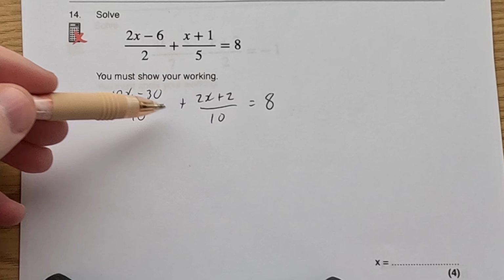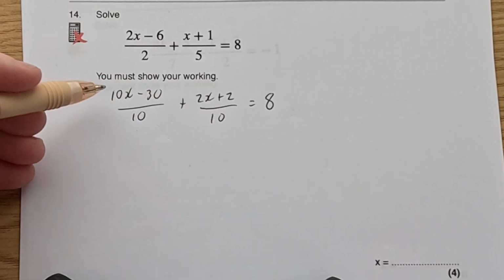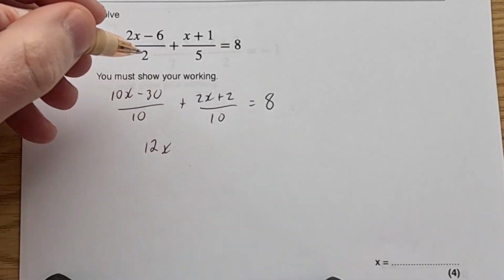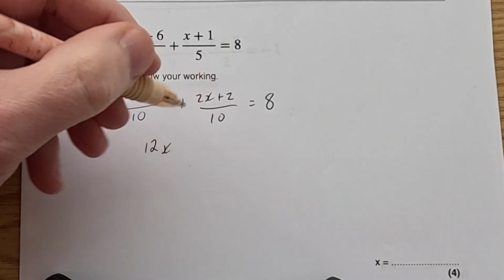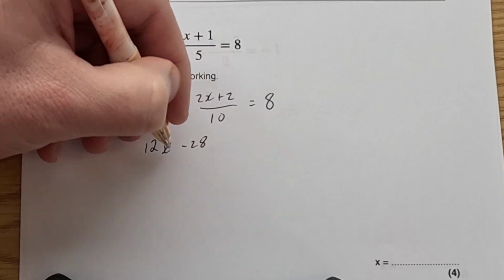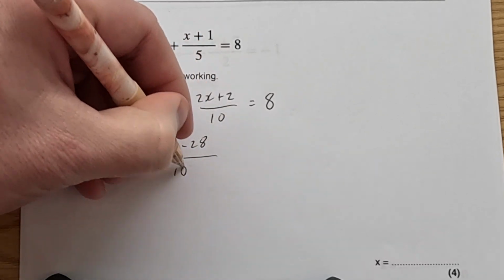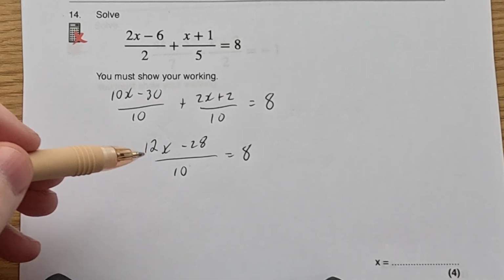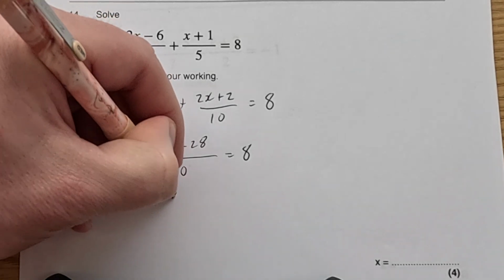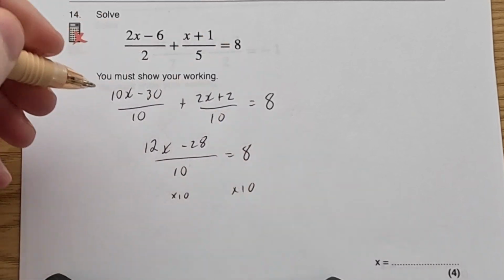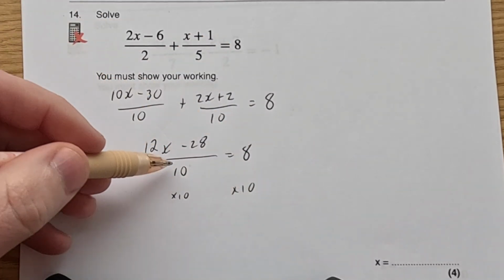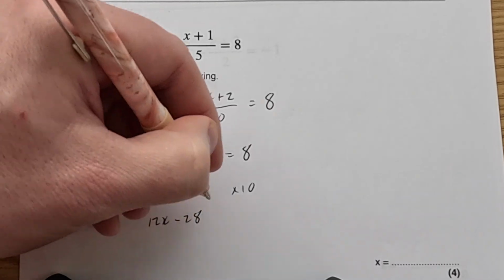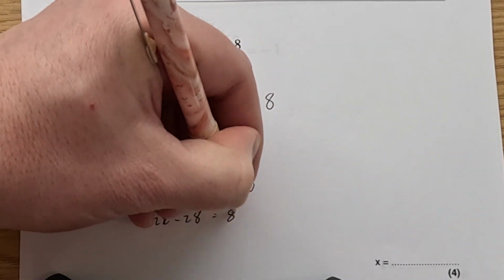We've now got two fractions with the same denominator, so we can add them together. 10x plus 2x is 12x. Minus 30 plus 2 would be minus 28. And then that's still over 10. And that equals 8. Now we want to solve this, so let's multiply both sides of the equation by 10. The left-hand side, we're multiplying by 10 to get rid of the divide by 10, so we'll be left with 12x - 28. And the right-hand side, we're going to have 80.